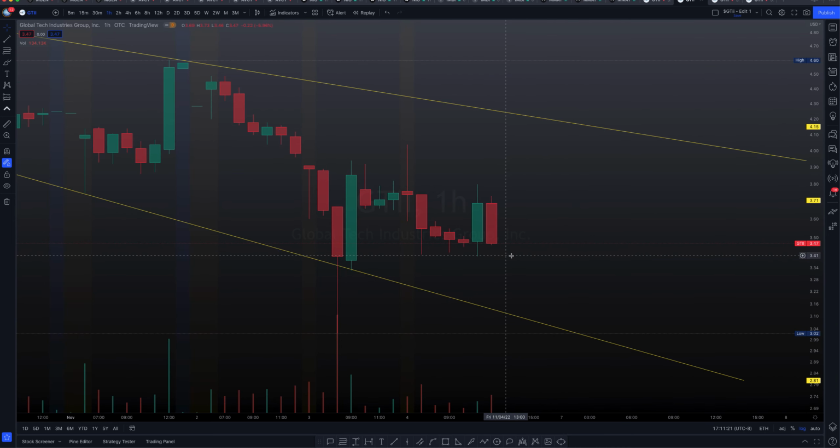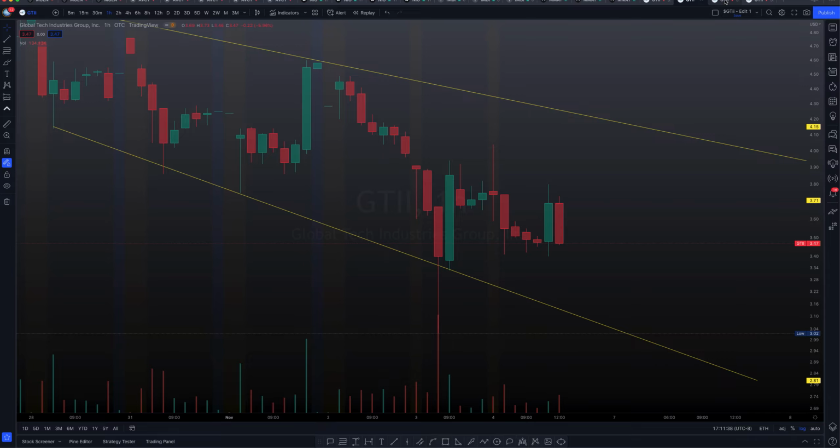There are a few areas of interest right here, which would be right at the bottom of this, or the opening of this candle right here, which would be at 338, followed by the support of the descending wedge, which would be about 312.